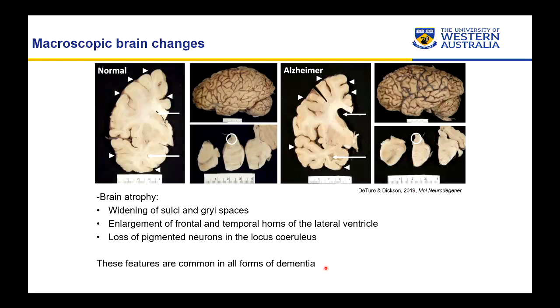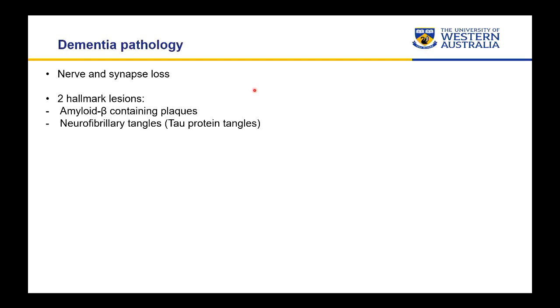These features, again, are common in all forms of dementia, and depending on the severity and progression of the disease, you might see differences between different people. But these are some of the macroscopic changes in the brain, which you can see with the naked eye. But we also see some microscopic changes that lead to these macroscopic changes.